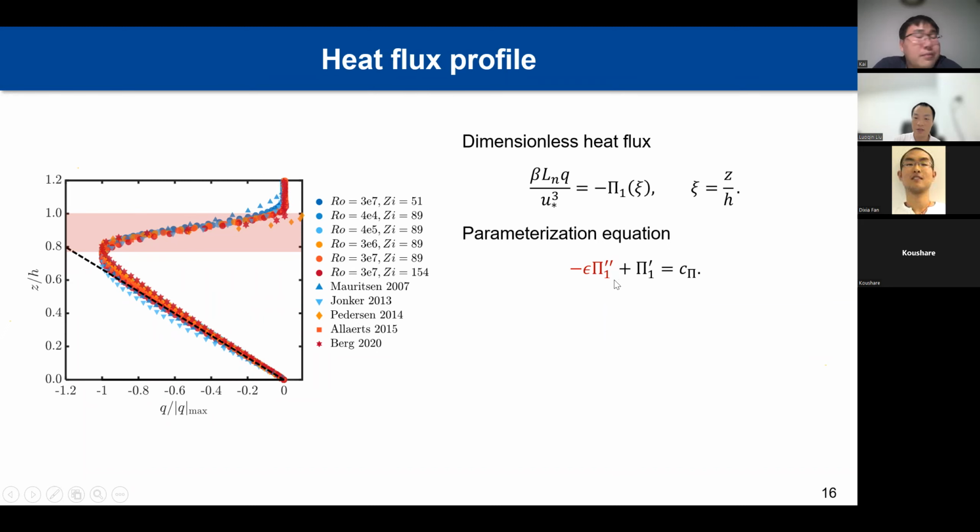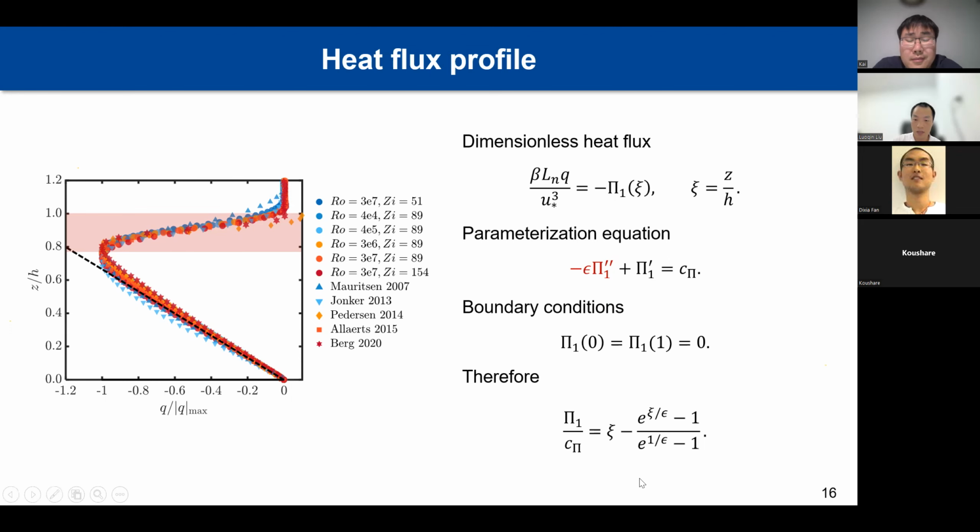And to solve it, we need two boundary conditions. The boundary conditions come naturally because the heat flux is zero at the surface and at the top of the boundary layer. So the solution for this parameterization equation comes out and it looks like this. And here is the prediction of the model. Clearly, it captures the whole profile of the heat flux very well.